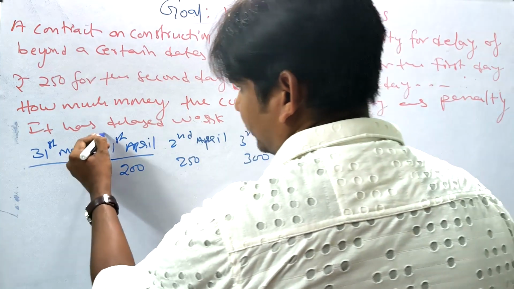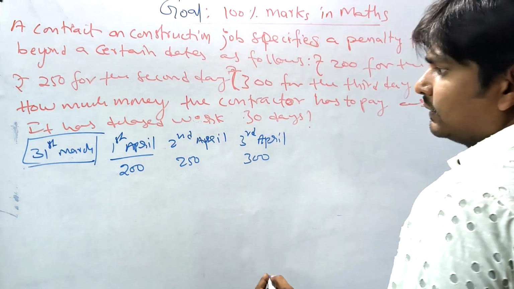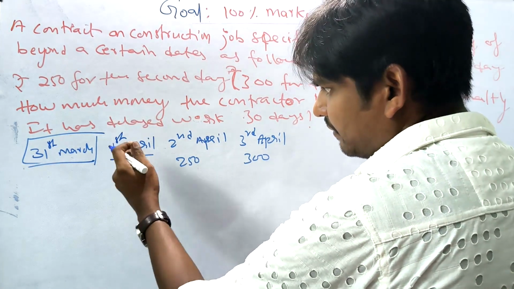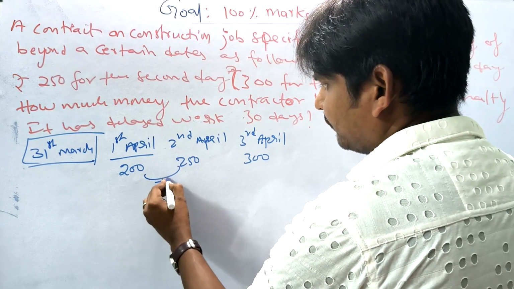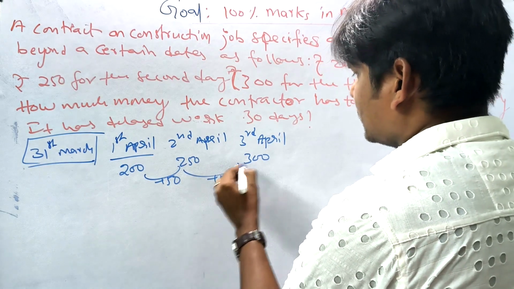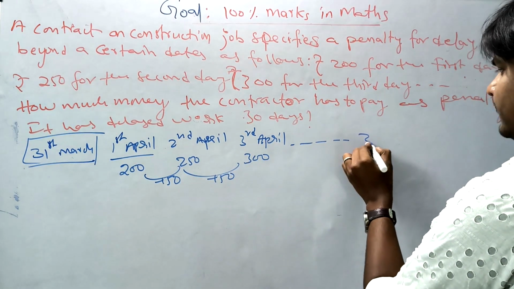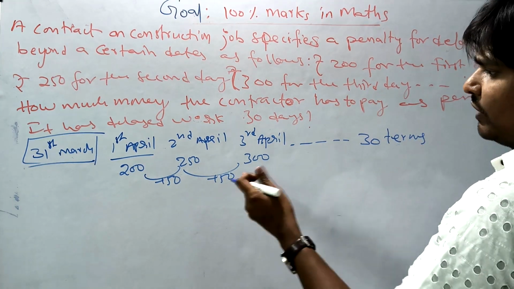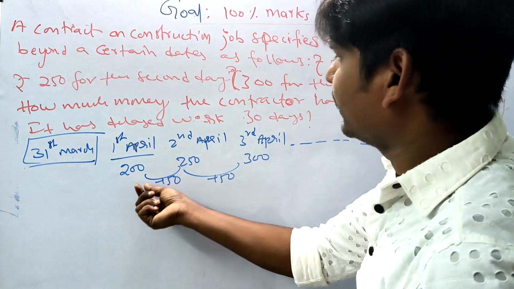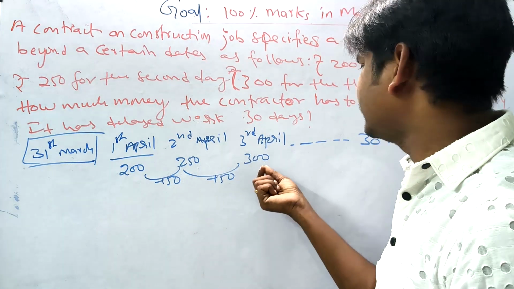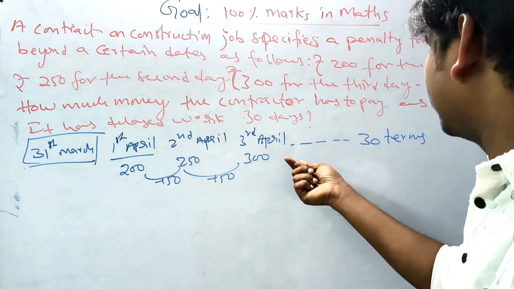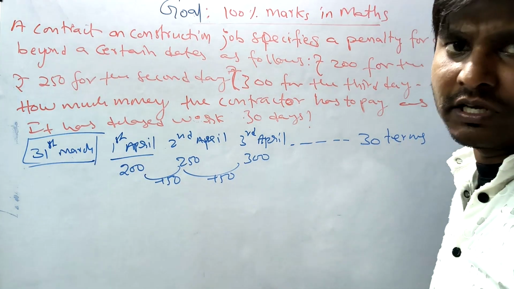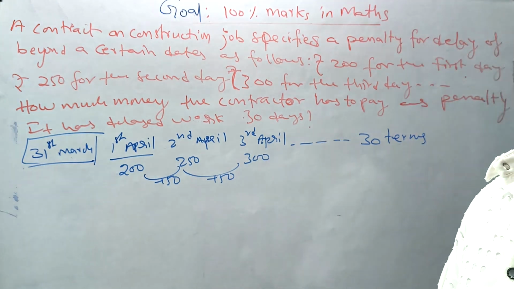This is the deadline. After that, every day it is increasing again by 50 rupees, and so on up to 30 days, nothing but 30 terms. Now we have to find all these. First day 200, second day 250, third day 300, fourth day 350. Like that, if you add all of these up to 30 days, how much money does he have to pay? That is the question for you.